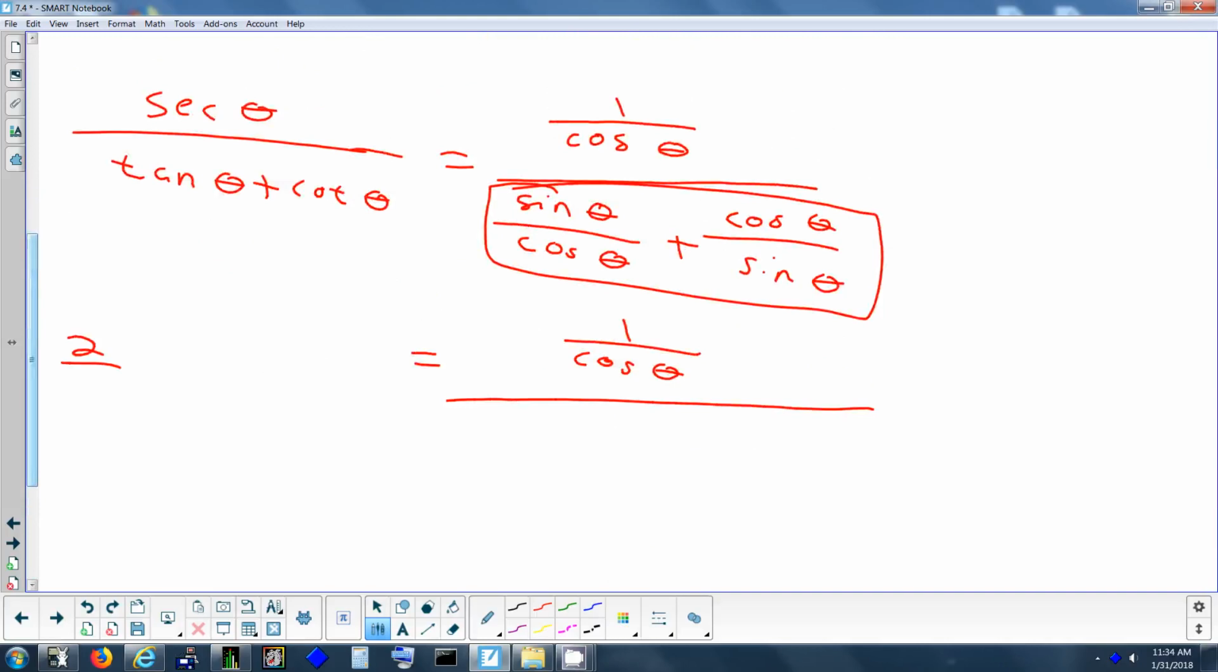Well, that's like if you had 2 over 3 plus 5 over 7. You can't say 3 or 7 is the common denominator. It would be 21 here. So here it would be what? Cosine sine. Cosine sine. You have to take the product of the two that you have. Okay? Cosine sine.